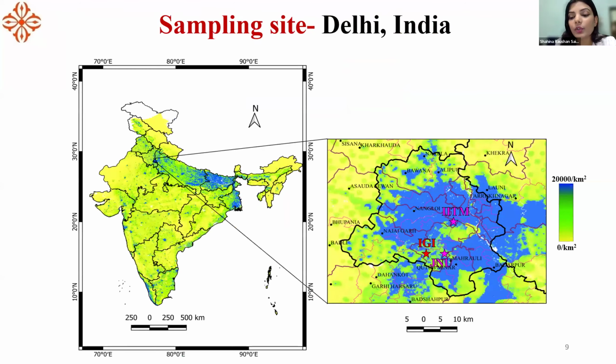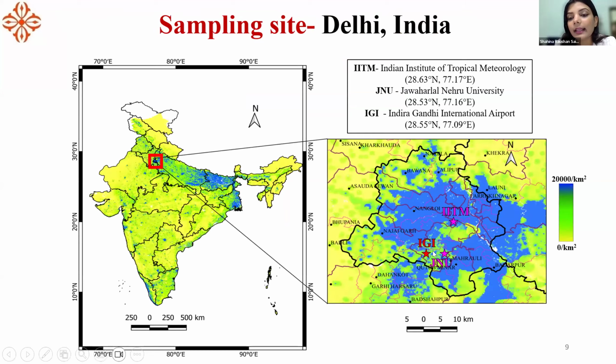The sampling site that we chose for this study was Delhi, which is one of the most popular cities in India. Within Delhi, we selected two sampling sites: IITM, which is the Indian Institute of Tropical Meteorology, and the second was JNU, Jawaharlal Nehru University. IITM is comparatively more populated than JNU.